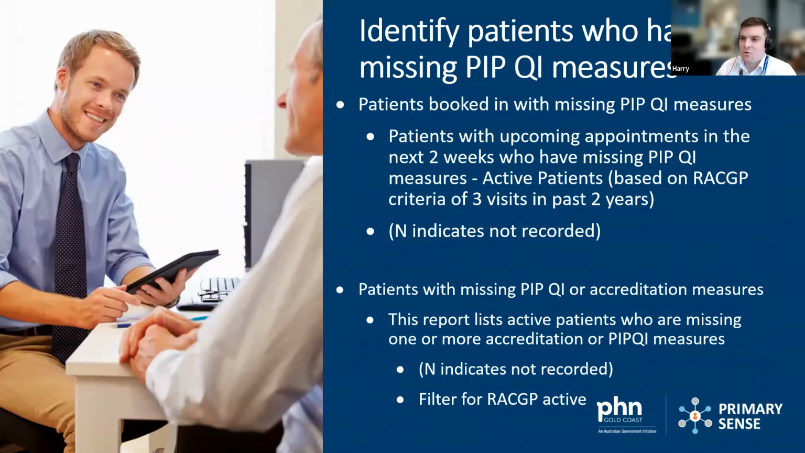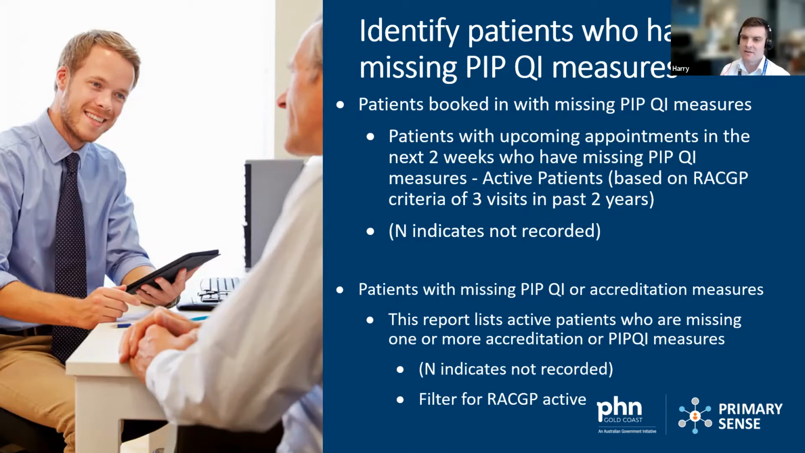The Primary Sense tool can help identify patients who have missing PIP QI measures also. There are 2 reports in Primary Sense that can facilitate this. The first is patients booked in with missing PIP QI measures. I'll show you on the next slide where that report is located on the Primary Sense desktop app.